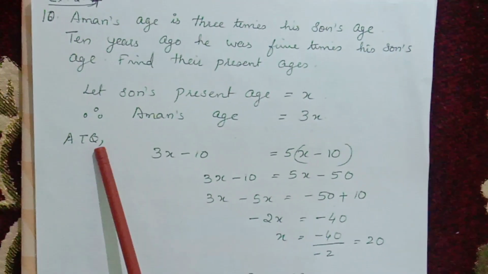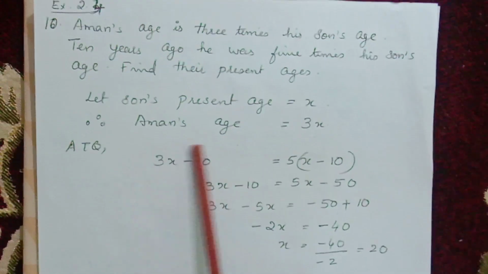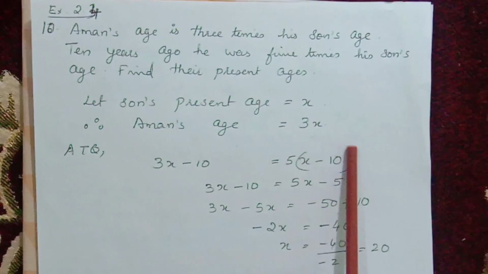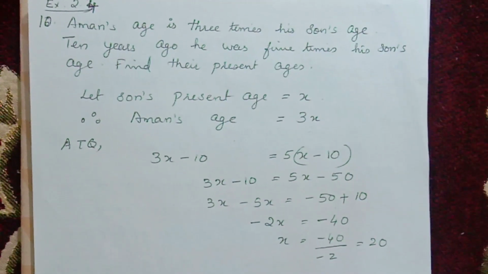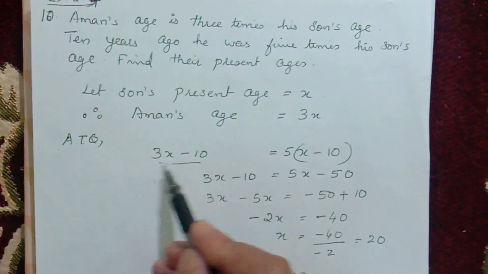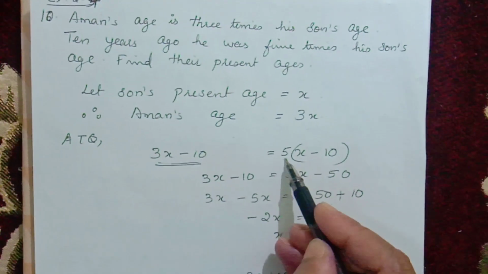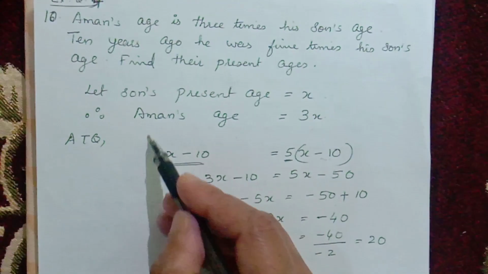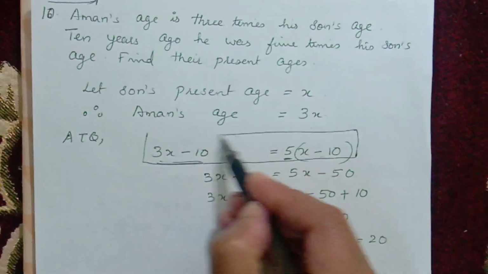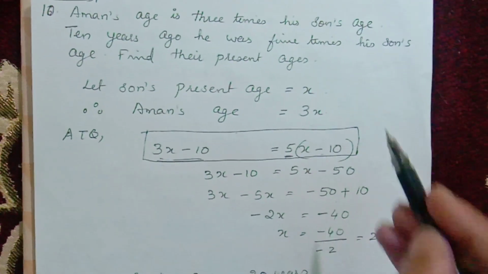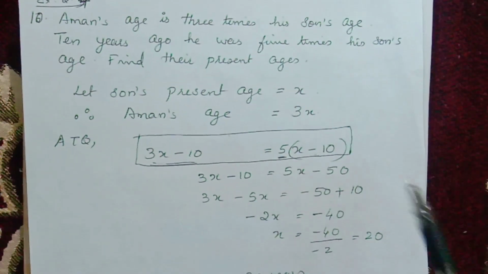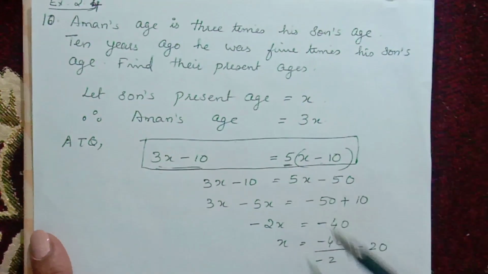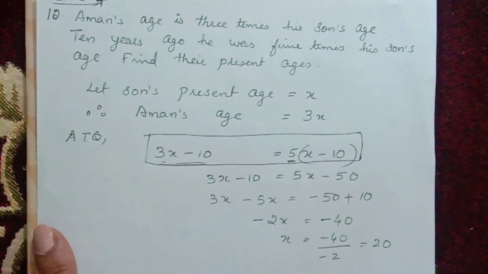That means according to the question, this is Aman's age before 10 years, and this is son's age before 10 years. In the question it is given that Aman's age is 5 times son's age. So here we got our equation. This is the main task in these types of questions, to frame the equation. After framing the equation, it is very simple as before. We have to solve it. Solving method I already explained.